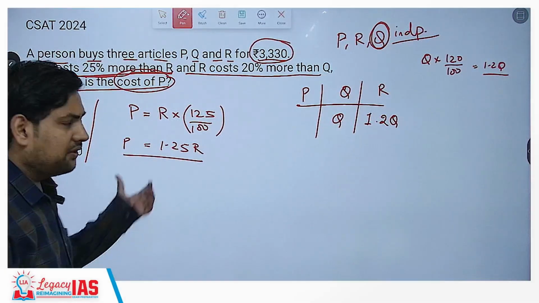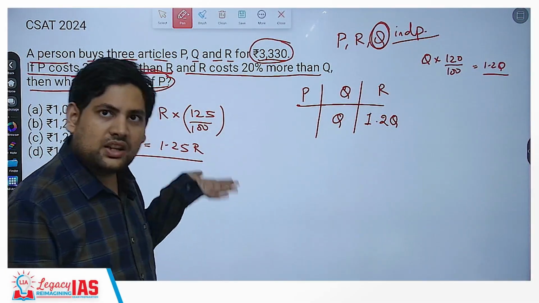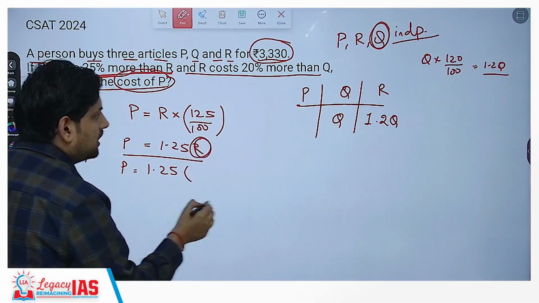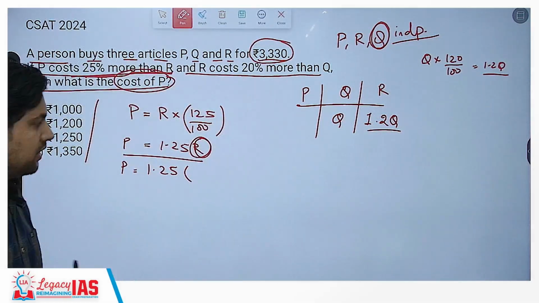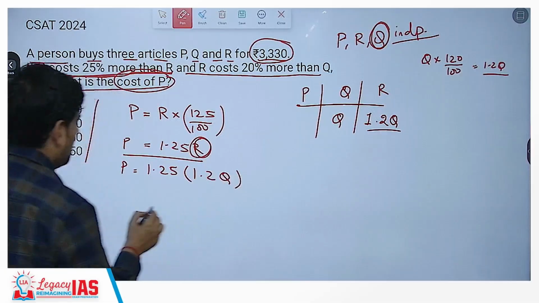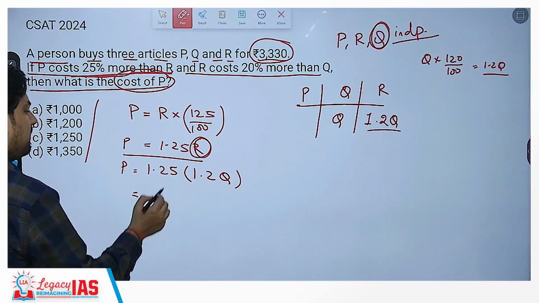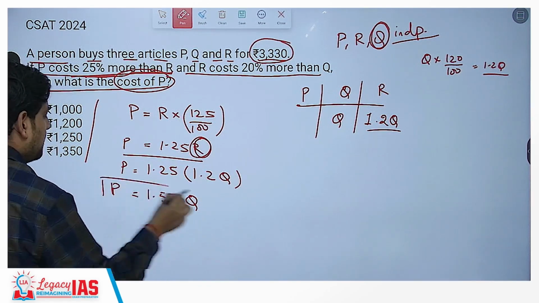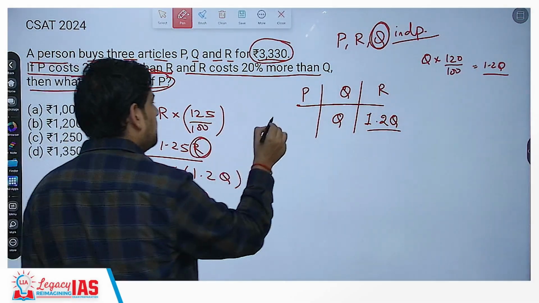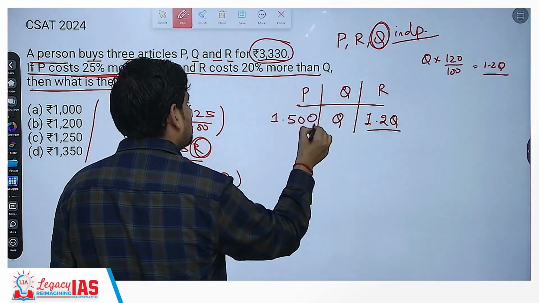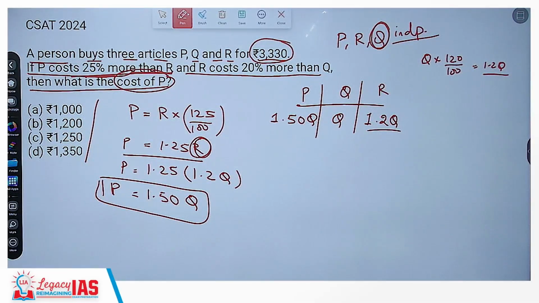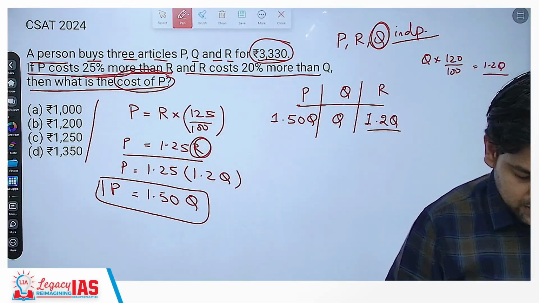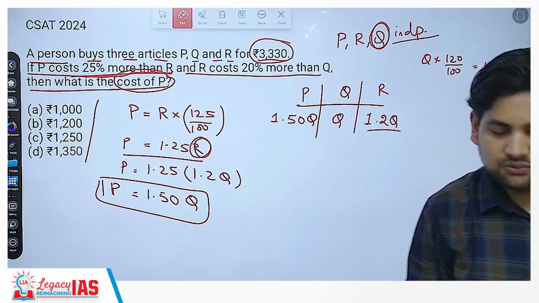This is correct, but we cannot let it be in terms of R. Let's make this in terms of Q. So P is equal to 1.25. Instead of R, what I'll write is the value in terms of Q, that is 1.2 Q. Now 1.25 into 1.2, 12 5s are 60, and you will get 1.50 Q. So P comes out to be 1.50 Q. This you write down here. Understood? Once you get all these three values, what you have to do is simply see what they are adding to.